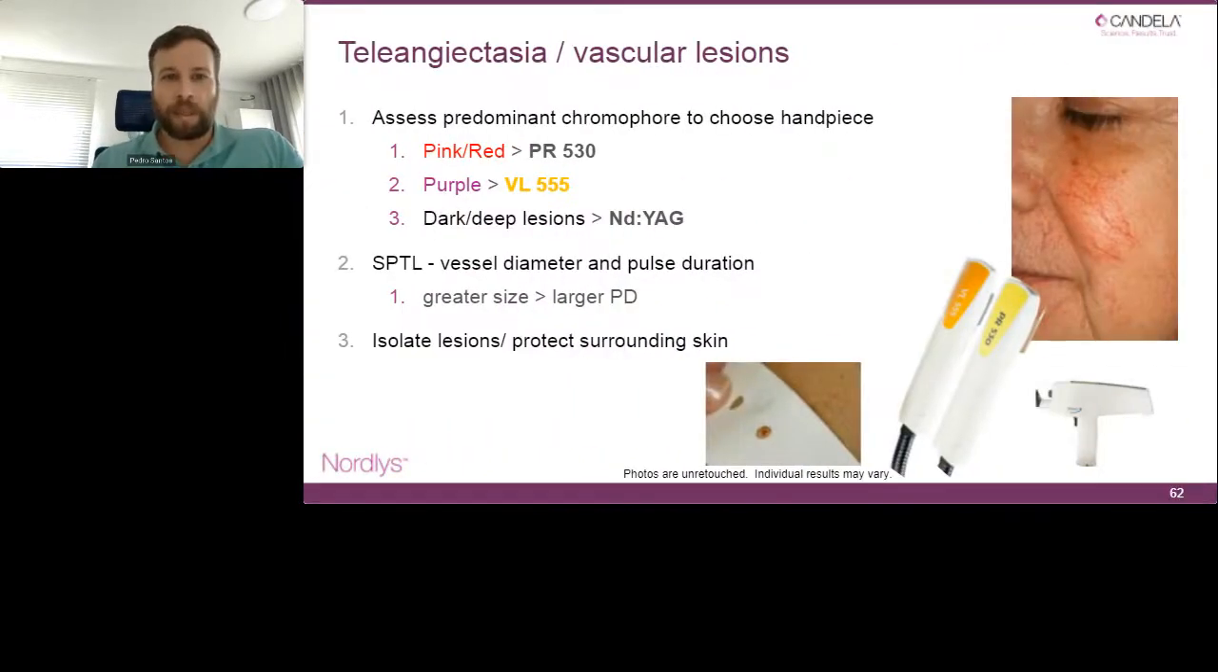Treating the telangiectatic part. First of all, what we should do is to assess the predominant chromophore. And if it's pink or red, as in most cases on the face, we will go for the PR applicator. If it's purple, we will go to the VL applicator. And if it's darker or deeper, we can use the NDAG applicator from the Nordlys system.